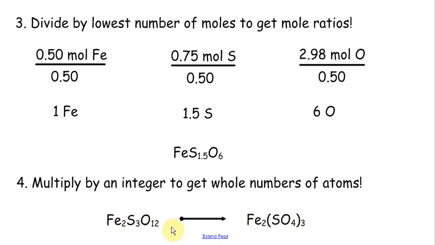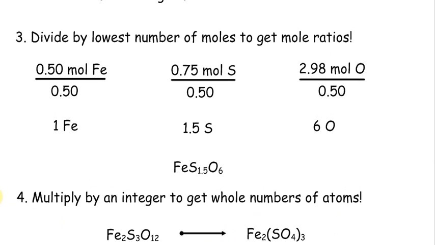In the form Fe2S3O12, I can't really name that yet. But over here I can name this because I've identified my polyatomic ion of sulfate. So this particular compound right here, if you're naming it, is iron. We do a reverse crisscross. This is iron(III) sulfate.